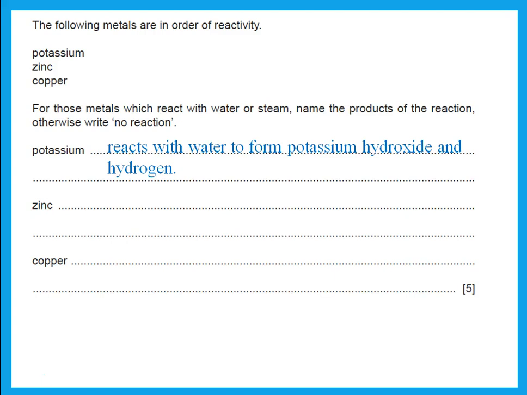We said anything below magnesium in the reactivity series will react only with steam, and when it reacts with steam, it forms the oxide and hydrogen. Now, copper is below hydrogen in the electrochemical series, so it will not react with water or with steam or with acids if it's below hydrogen.